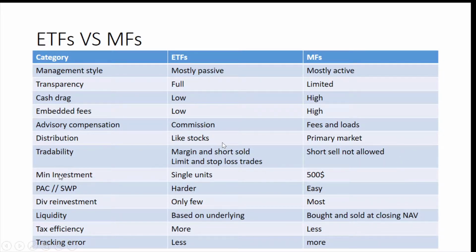Minimum investment in single units is $500 or maybe lower than that if it is a systematic investment. Now, you can have pre-authorized contributions or systematic withdrawal plans. These are easier on mutual funds, they are way harder on ETFs.